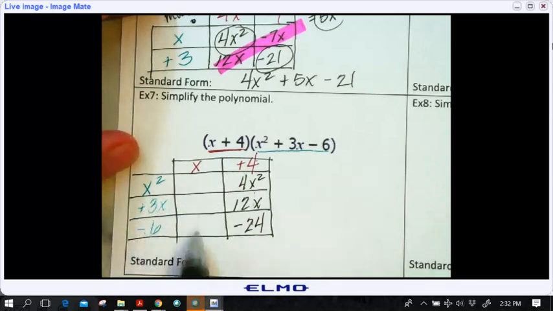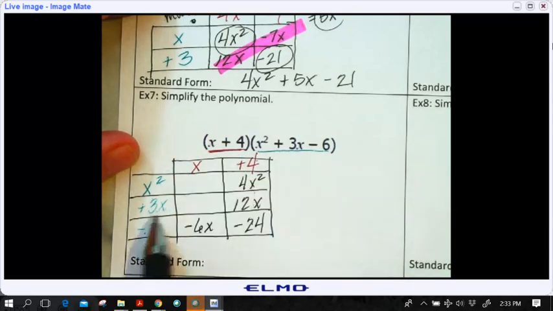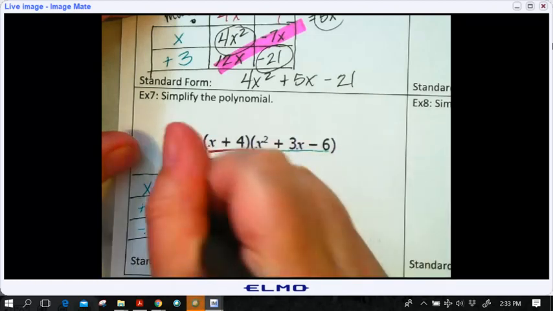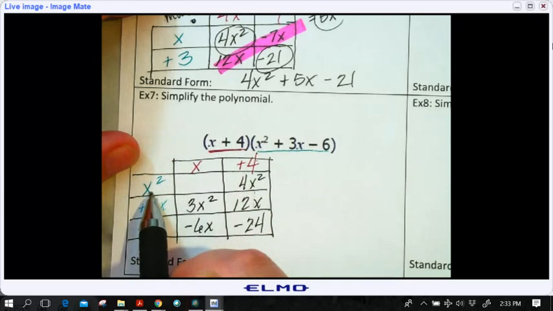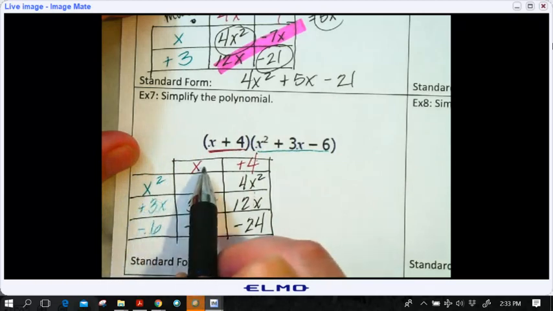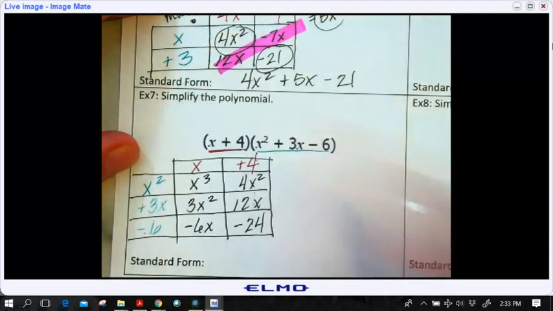Let's start at the bottom and work my way up then. Negative 6 times x is negative 6x. Positive 3x times x is 3x squared. And then x squared times x to the first, we have to add those exponents. I get x cubed.